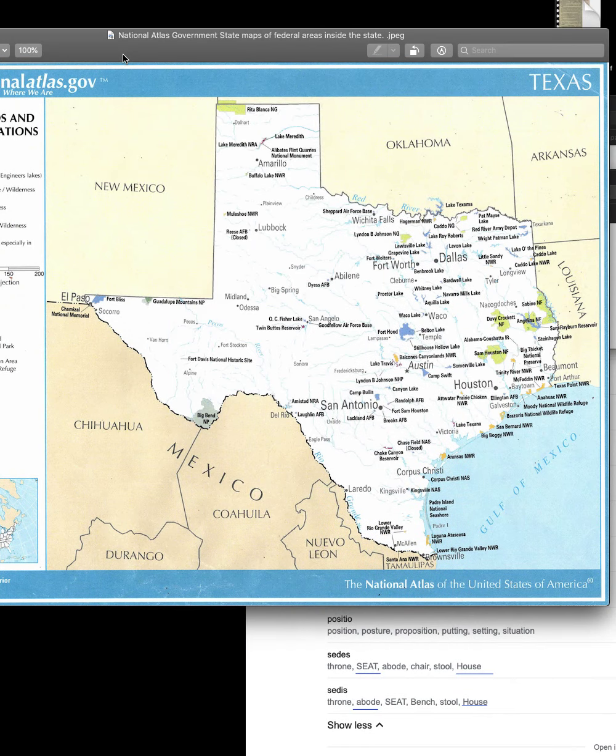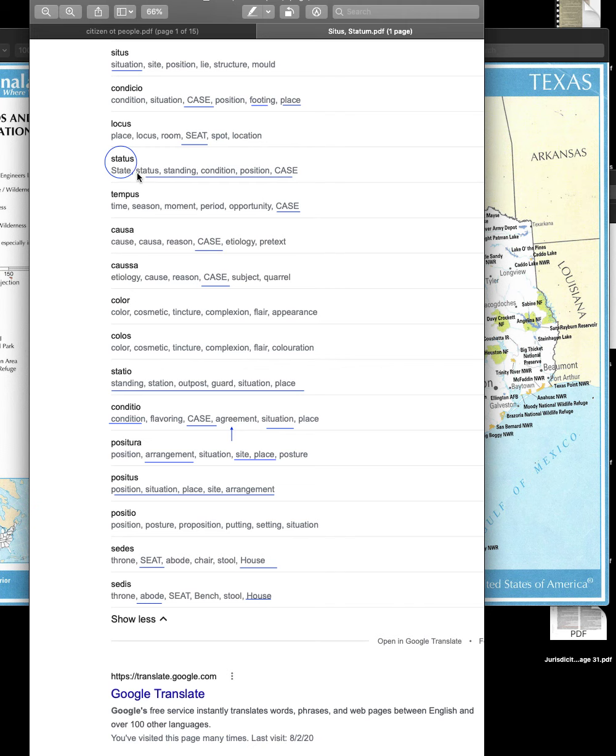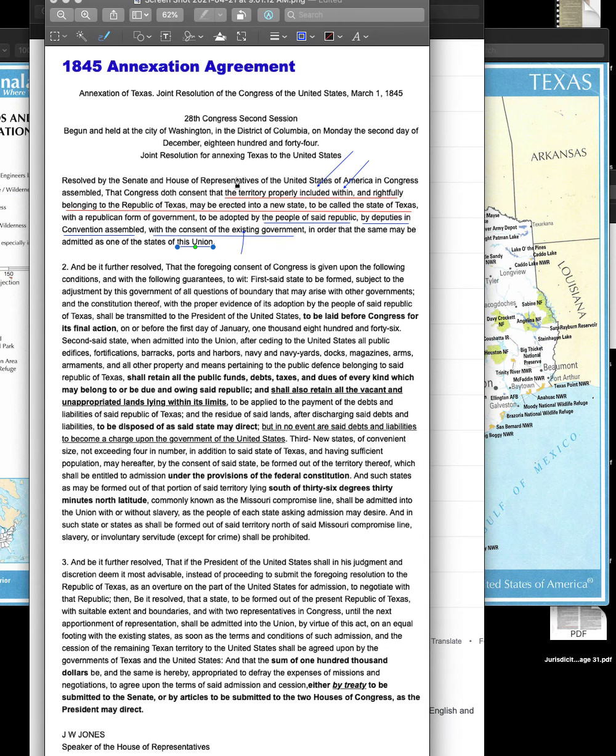So the situs is where you sit. This is non-situs. Off the federal lands are non-federal situs. On federal lands are federal situs. Now the federal government has states inside the state, and for the state of Texas, it's a little confusing as to how they wrote this, but lawyers and politicians are really good at confusing people.